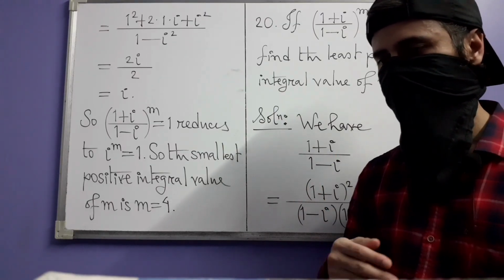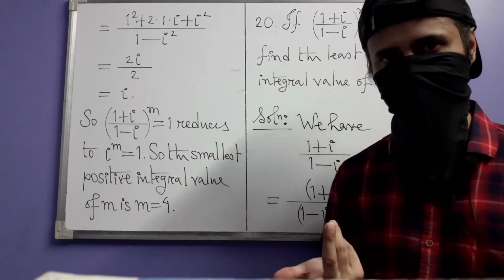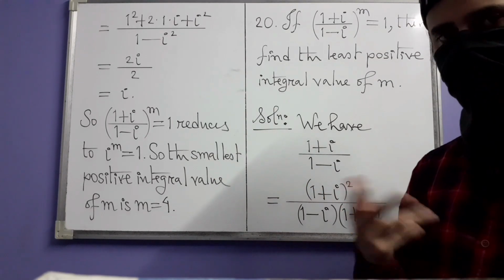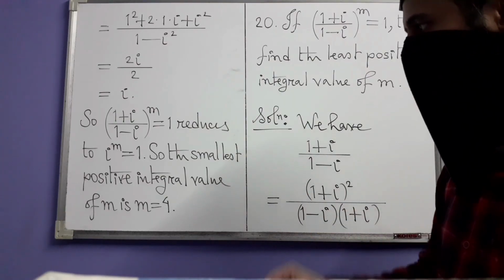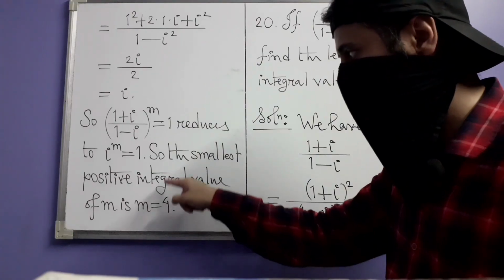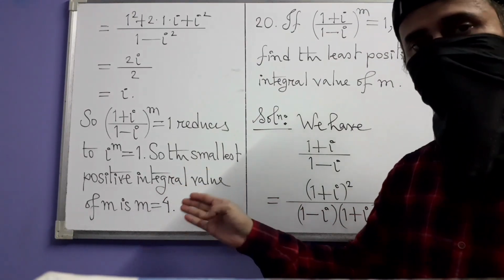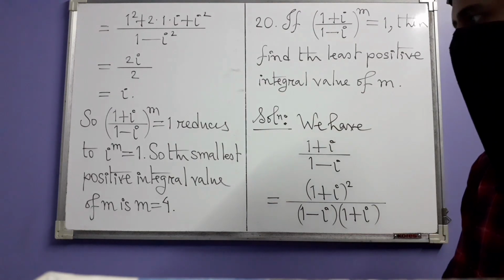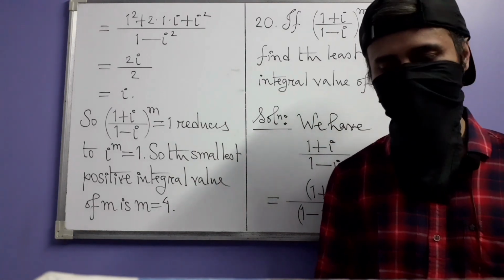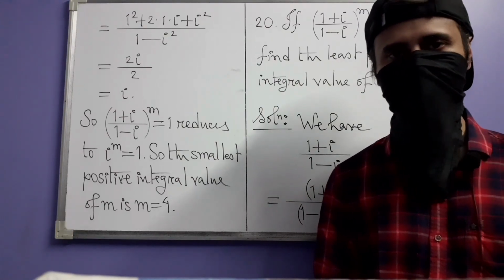For example, 4 itself, minus 4, 0, 0 is also a multiple of 4, 4 times 0, 12, infinitely many multiples. And among them the smallest positive is 4. That is why the least positive integral value of m is m equal to 4. And that completes these miscellaneous exercises. So that means complex numbers, this chapter is over.